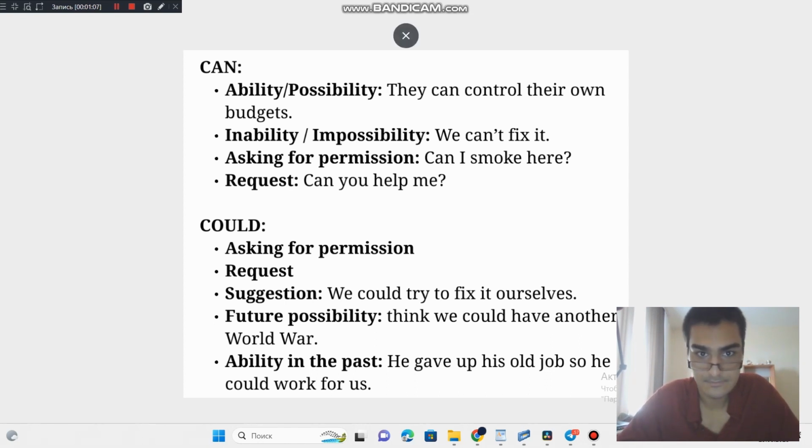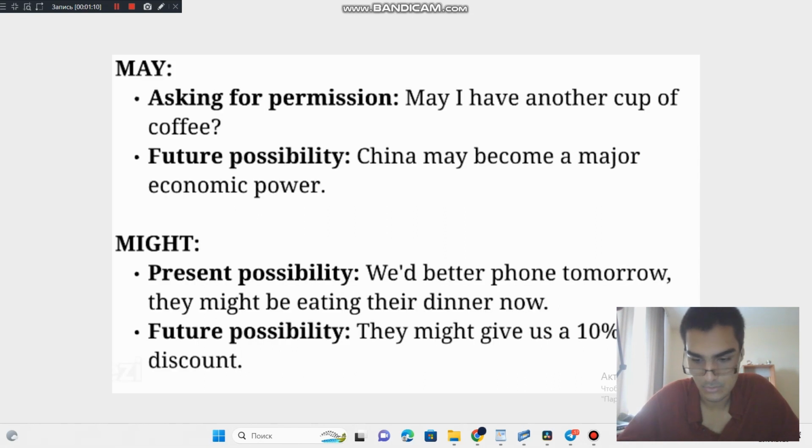The next one is may and might. Basically, may has some resemblance with could, and you can sometimes mix them and make a mistake. But you also use may when you ask for permission, and it is a more formal way to ask. So like, may I have something? May I go out, or may I become a billionaire? I don't know. Maybe you can't.